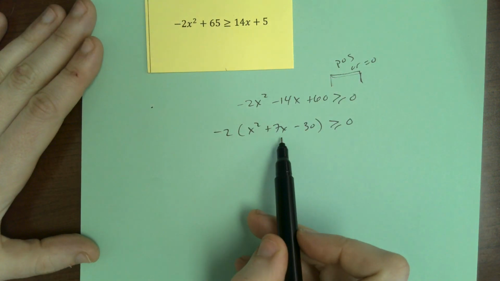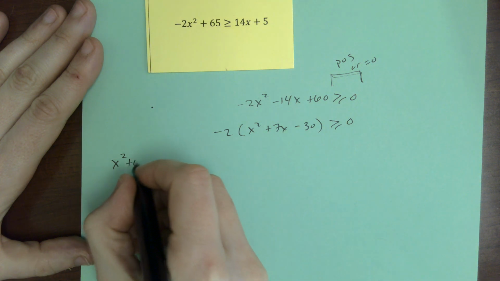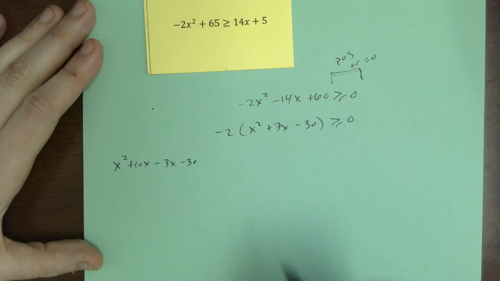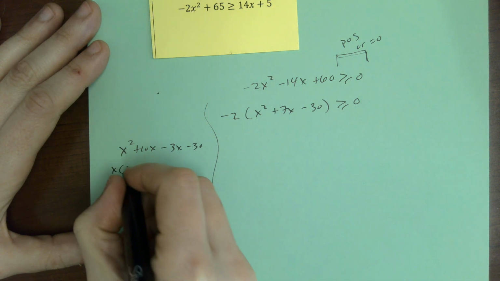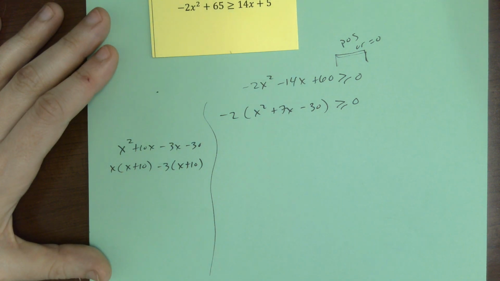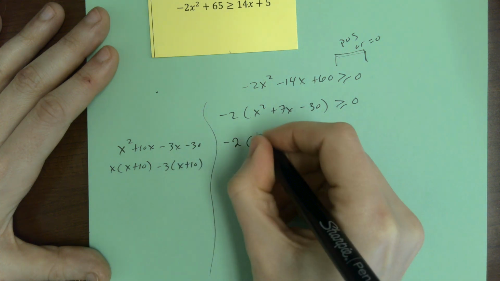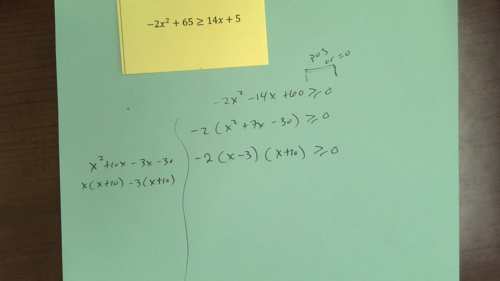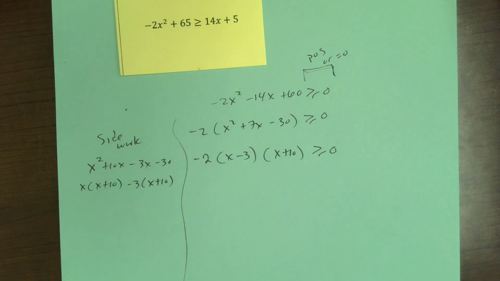Okay, so I'll do the factoring over here if this helps anyone. So x squared plus 10x minus 3x minus 30. I'm just doing the factoring off to the side. So I'm taking out an x plus 10, taking out a negative 3, x plus 10. Now I'll go back into the problem, and this negative 2 comes down, x minus 3, x plus 10. This was just some side work for myself.